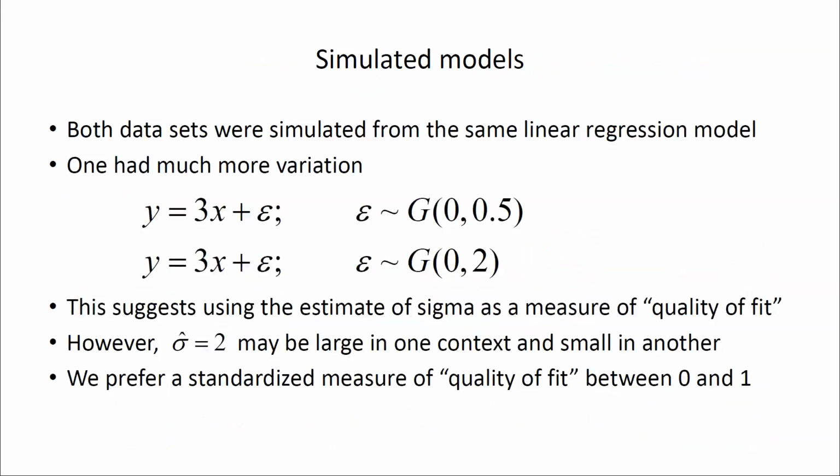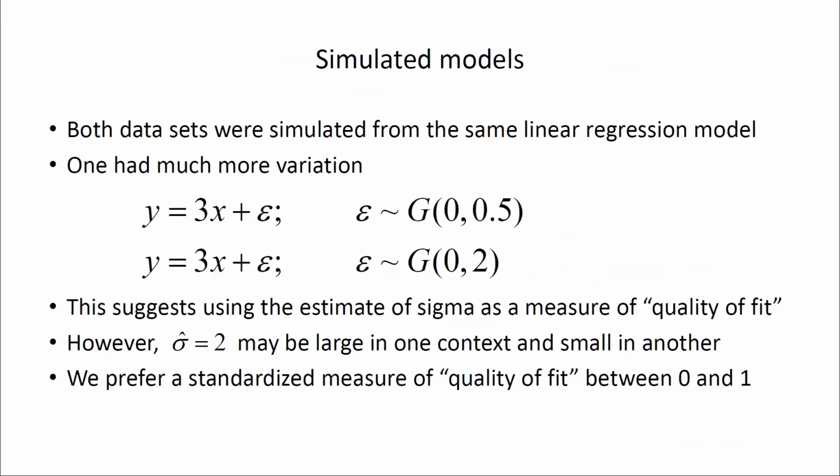So both these data sets were simulated from the same linear regression model. One had much more variation, and the regression model is listed there, y equals 3x plus epsilon. And one had a much larger standard deviation of 2 compared to the other one, which had a standard deviation of 0.5.